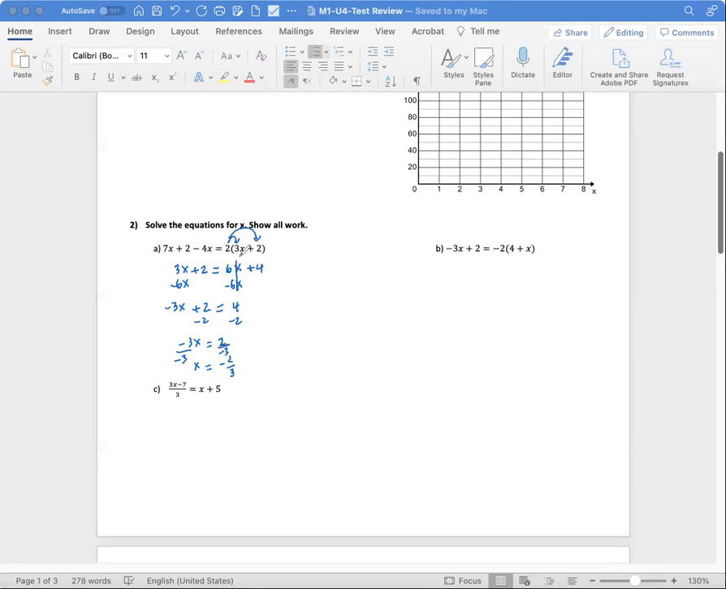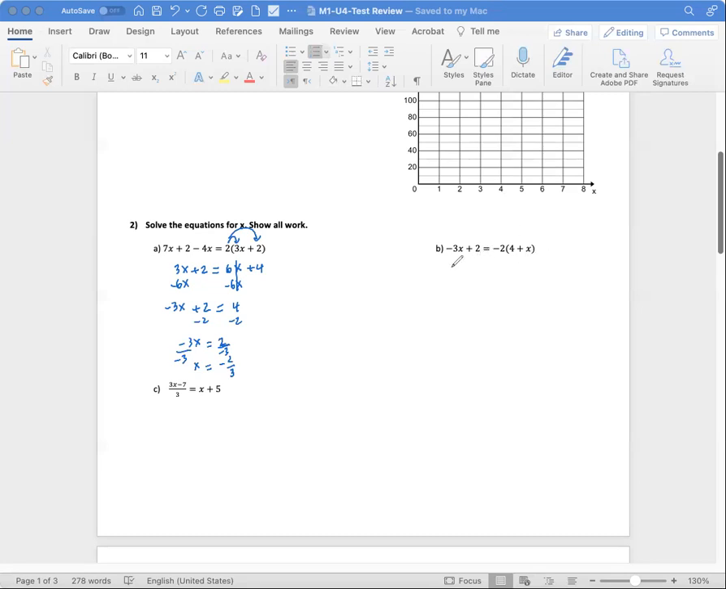Okay, so again, you combine the like terms, get 3x plus 2 equals 6x plus 4, and then you subtract 6x, you get negative 3x plus 2 equals 4, subtract 2, and then divide. Okay, so make sure you remember these steps.